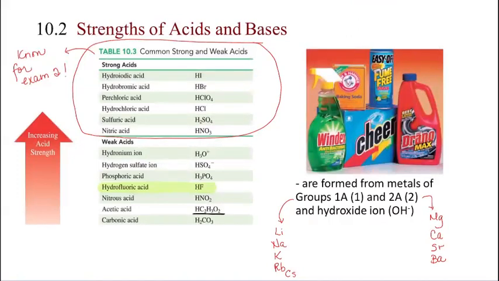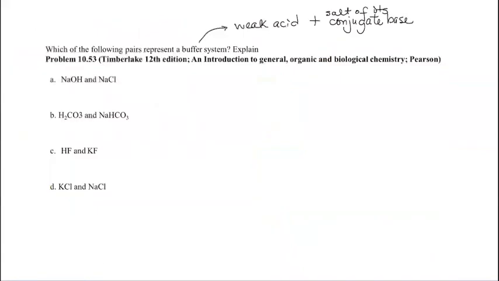Is NaOH an acid? So let's say it again. Do we have an acid if we have NaOH and NaCl? Great. This is why it's important that you guys know what is an acid and what is a base. We don't have an acid. We don't even have a weak acid. We have a strong base and a salt.